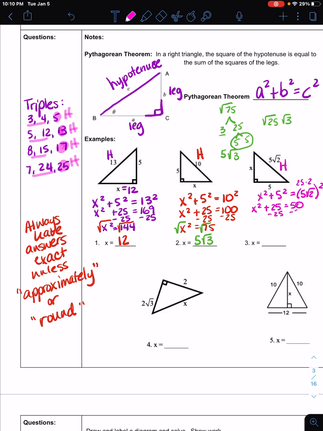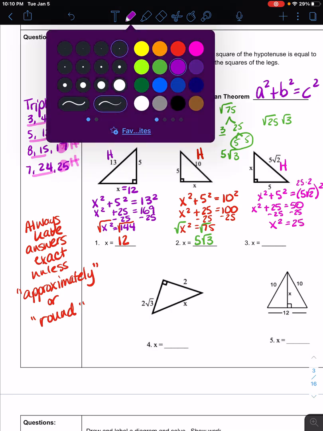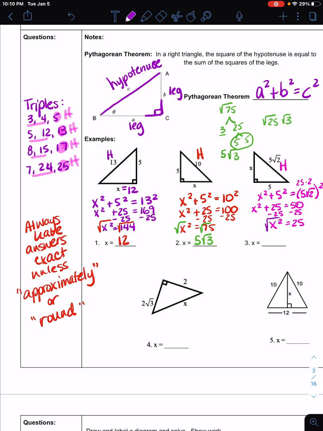Subtract 25 from both sides to isolate that x squared. x squared is equal to 25. Now we need to get x by itself, not x squared, just plain old x. The square root of x squared is x. The square root of 25 is 5. So that side has to be 5.